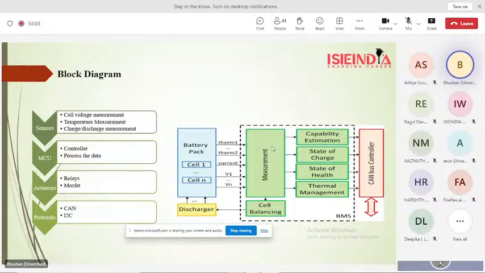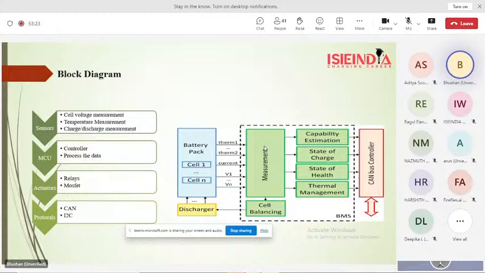The microcontroller does the decision making. If the temperature is high, there will be a chance of fire, so it will stop the discharging of the battery, or else it will start cooling. Other faults will be detected, and some decision will follow.